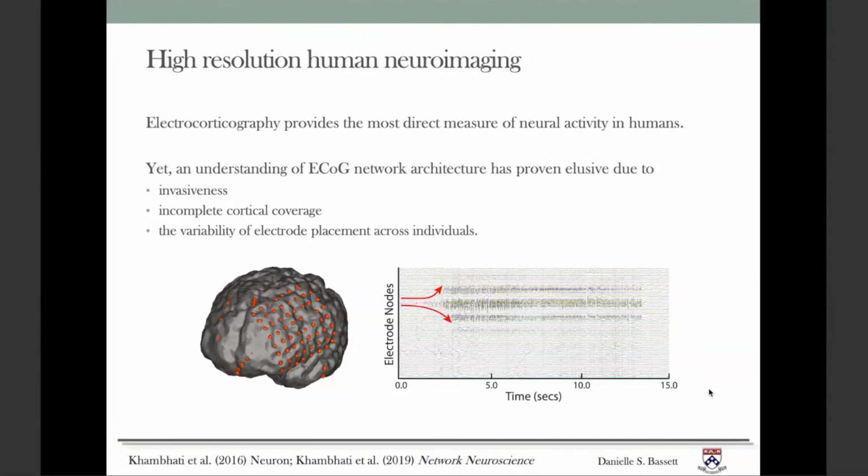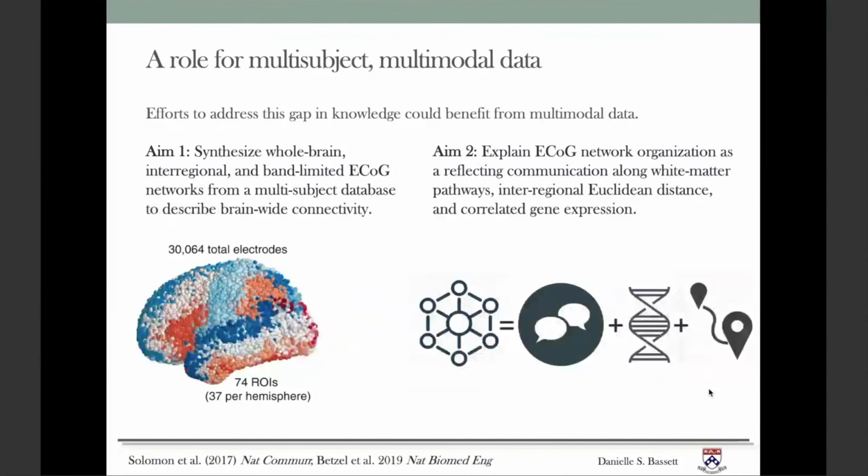Number two is that there's often incomplete cortical coverage, and largely that's because of patient safety. And then number three, there is a variability in electrode placement across individuals, and so we do not get a whole brain measurement of activity or functional connectivity across the entire system. And that variability in electrode placement is again because surgeons are guided by what is clinically relevant for that particular person. So these three challenges, however, I think are potentially opportunities for multimodal imaging.